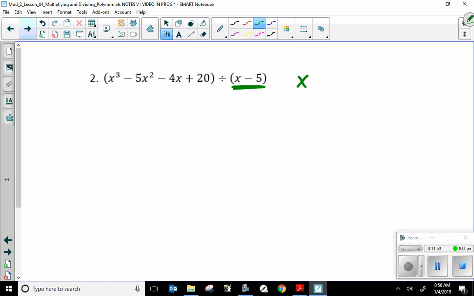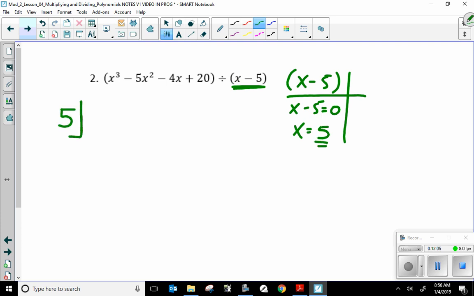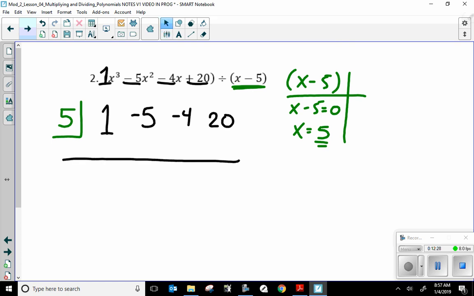Okay? So if I have x minus 5, and that was a booty cheek, and I had to T-bone it, so x minus 5 equals 0, x would equal a positive 5. That number is going in the backward L. All right? And I have a 1 in front of my x cubed, a negative 5x squared, negative 4x, and positive 20. I am not missing any terms. So it's 1 minus 5 minus 4 and positive 20. And I draw my line.